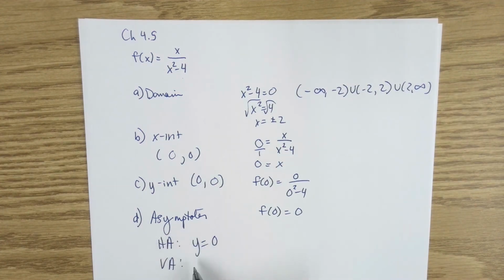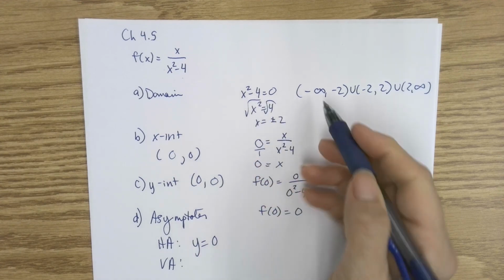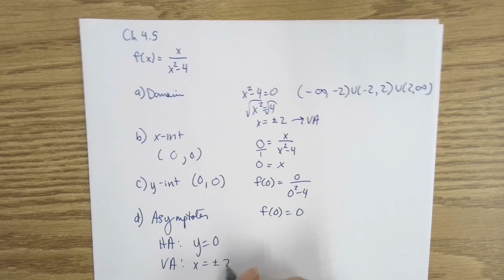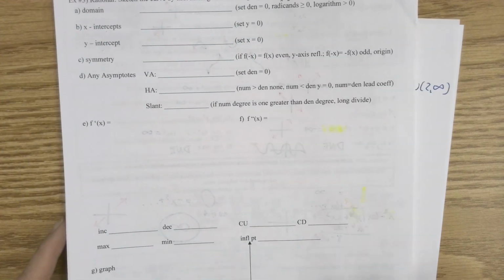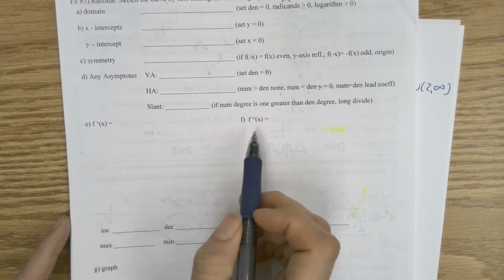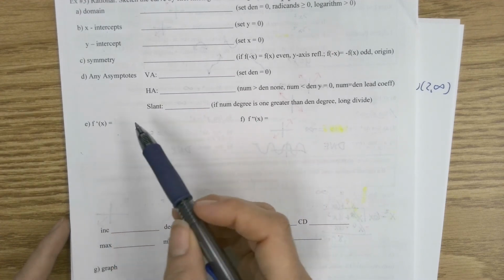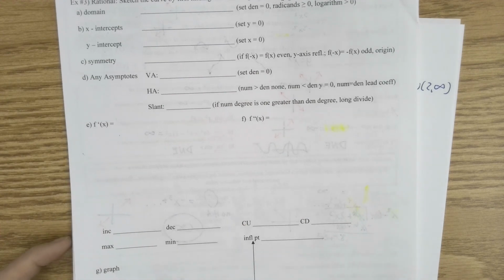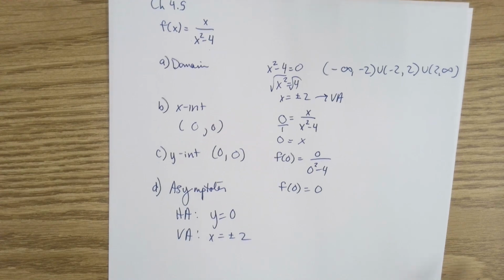And for my vertical asymptotes, we know that comes from the denominator. We've already found those vertical asymptotes. Here they are: x equals plus or minus 2. All right, next up, we're getting into f prime of x and f double prime of x. We're going to do our first derivative test to identify maxes and mins, and then increasing and decreasing tests to identify those intervals, and then we'll continue on to find concavity.